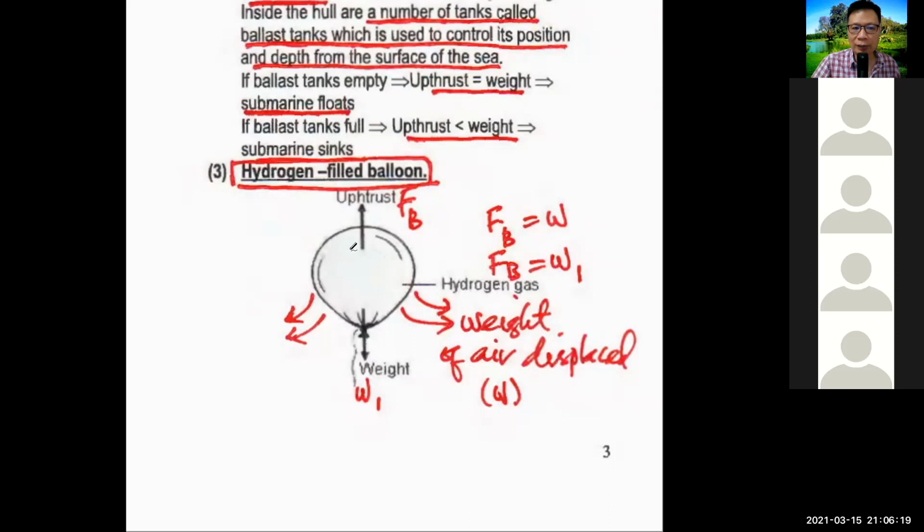The more hydrogen gas you pump inside, it won't change the weight of the balloon so much, because hydrogen gas is very light. You pump a lot of hydrogen gas inside, the weight won't change so much. You only make the balloon become bigger. When the balloon is bigger, definitely it will fly higher because the weight of air displaced becomes more. When the buoyant force is bigger than the weight, it will fly.